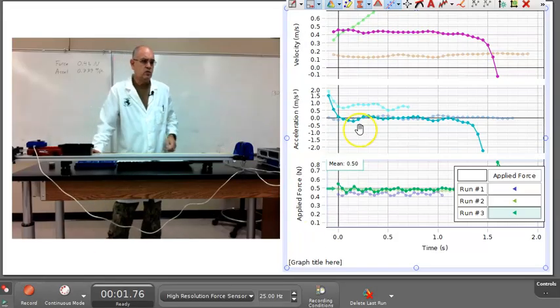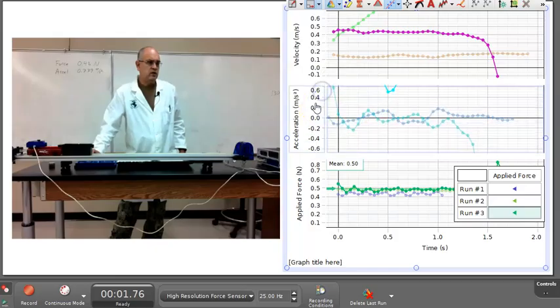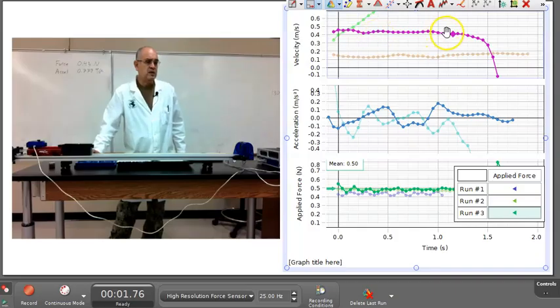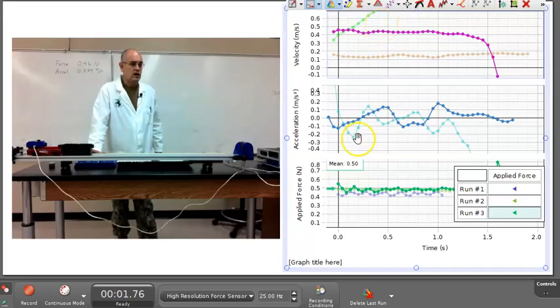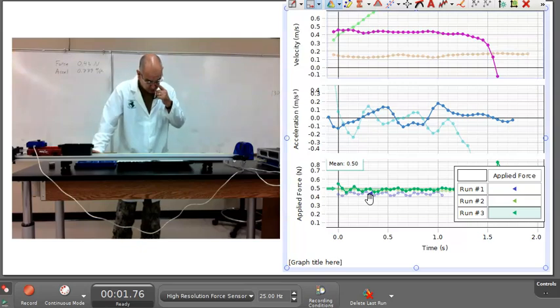Okay, now we're going to have to zoom in a little bit, but first of all, let's take a look. That last run there, what was the acceleration? Looks like the acceleration stayed 0, didn't it? And on the velocity graph, we see that the velocity remained constant until it made contact. So the velocity was 0 as well. The applied force still remained the same, 0.50.